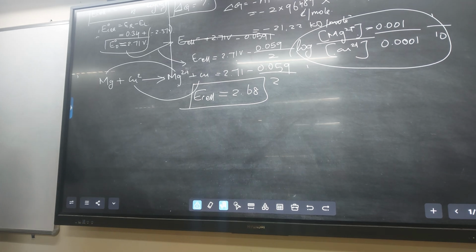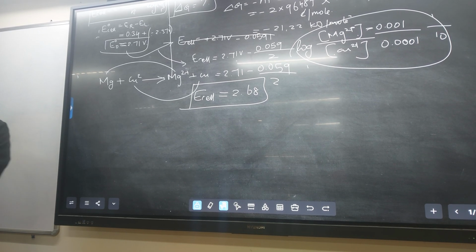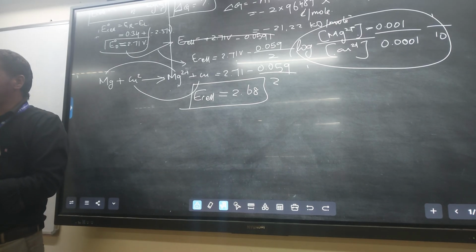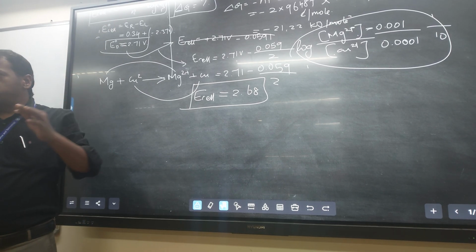Definitely one problem-related question will be there for your CT2 exam. I discussed how to find the free energy, how to find the equilibrium constant K, and also how to find the cell potential, E cell. In that we already found E0 cell. So everything is there.